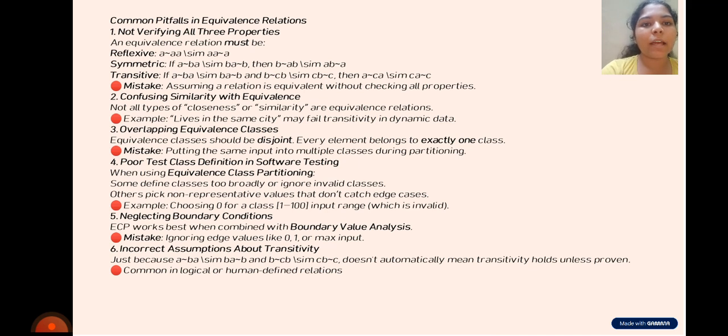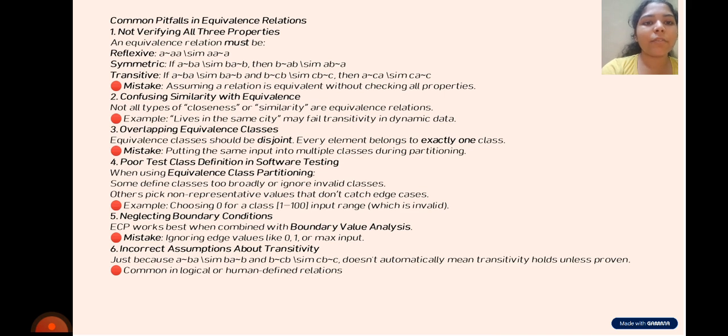Confusing similarity with equivalence. Not all types of closeness or similarity are equivalence relations. Example: living in the same city may fail transitivity in dynamic data. Overlapping equivalence classes: equivalence classes should be disjoint. Every element belongs to exactly one class. The mistake is putting the same input into multiple classes during partitioning.